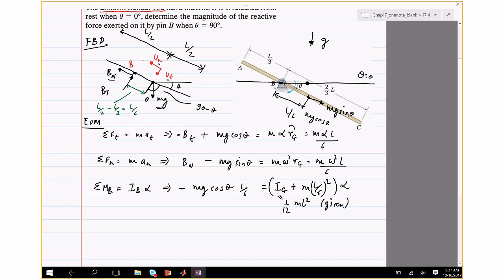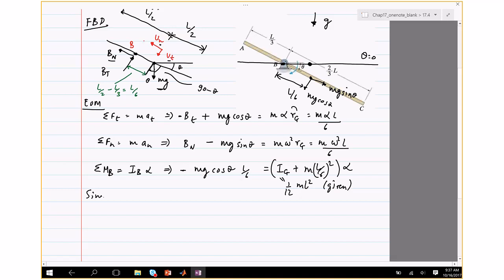Okay, so what you see here is, the nice thing about this equation is alpha is the only unknown. Everything else is known. I know theta, I know mg, I know everything. So you can simplify. You get alpha equals 3 divided by 2, g sine theta, divided by L. So let's call this 1, let's call this 2. So let's simplify. Simplify 3.